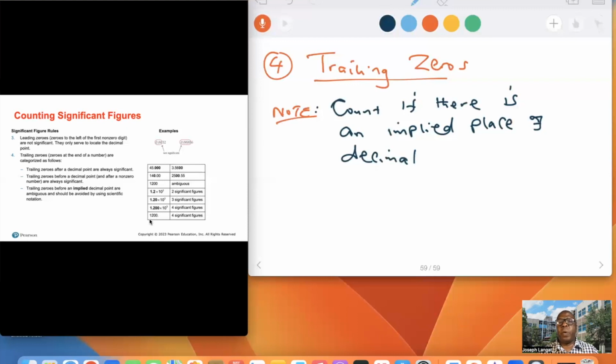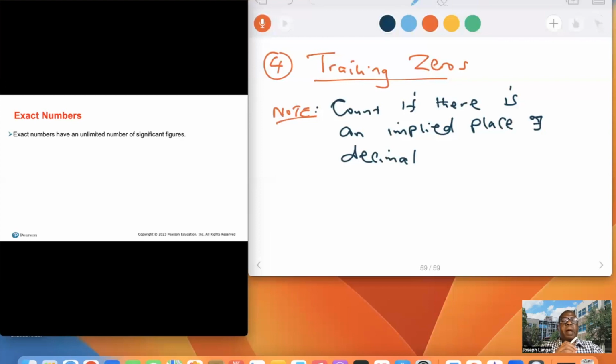So be careful when handling zero. There are leading zeros, there are trailing zeros, there are captive zeros, and so forth. In this section, you will only be given a number and you are asked to express the number of significant figures. You'll have to know the number of significant figures.